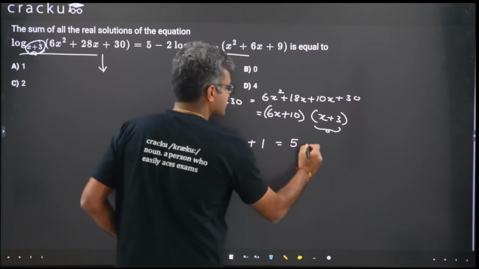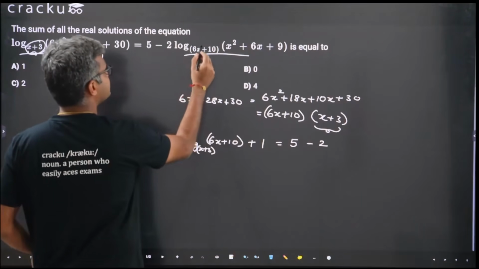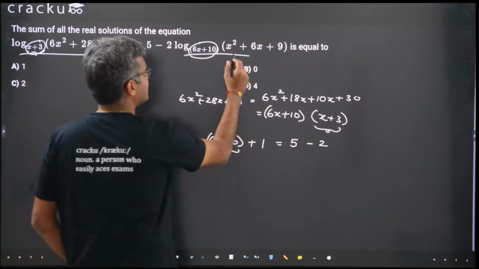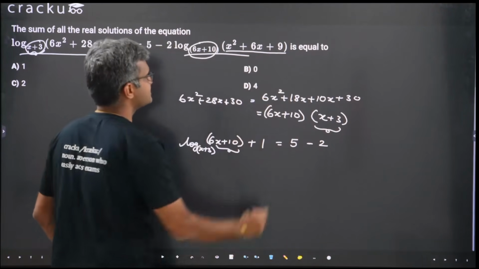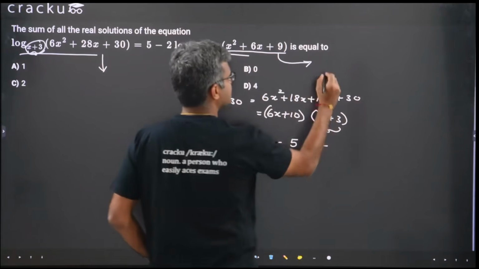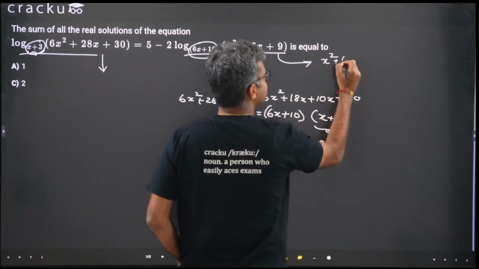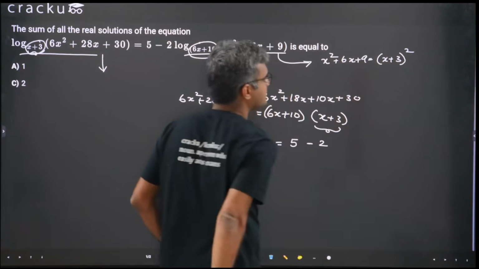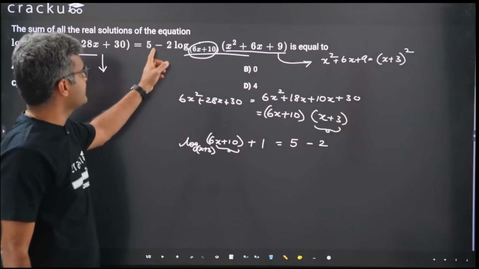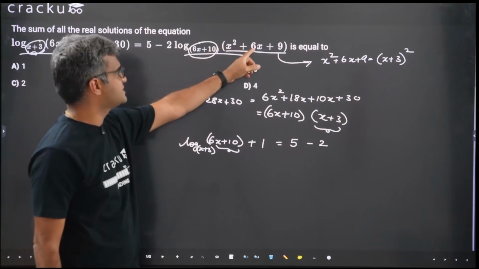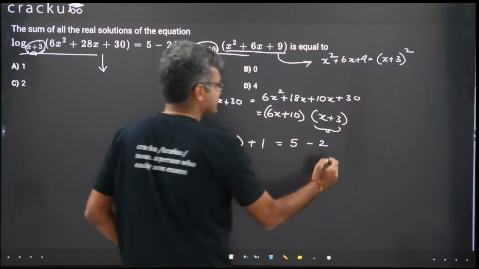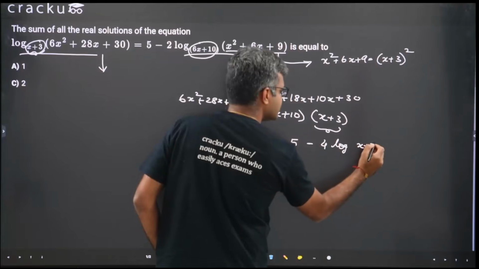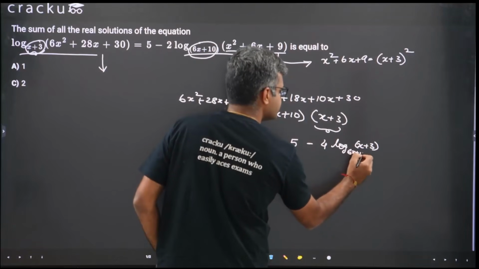equal to 5 minus 2 times log of 6x plus 10, which is now the argument of this particular logarithm. And the argument over here is x square plus 6x plus 9. Now what is x square plus 6x plus 9? X square plus 6x plus 9 is equal to x plus 3 whole square. So the right hand side is equal to 5 minus 2 times log of x plus 3 whole square to the base 6x plus 10. So that is 5 minus 4 times log of x plus 3 and the base is 6x plus 10.